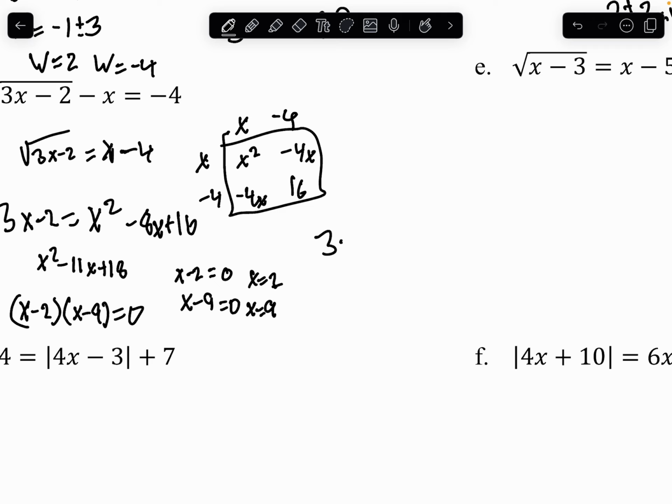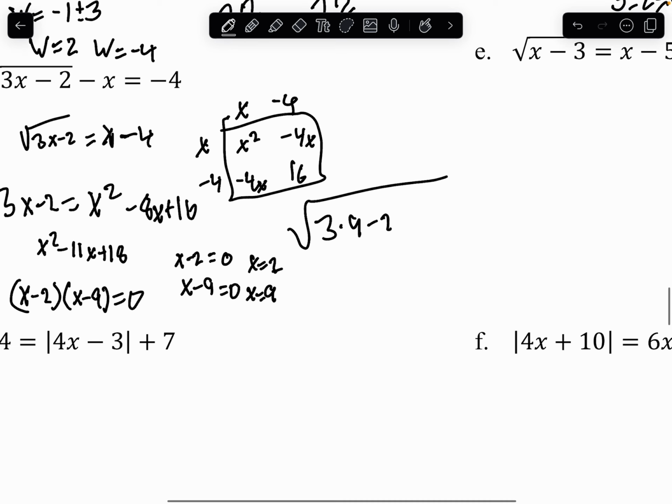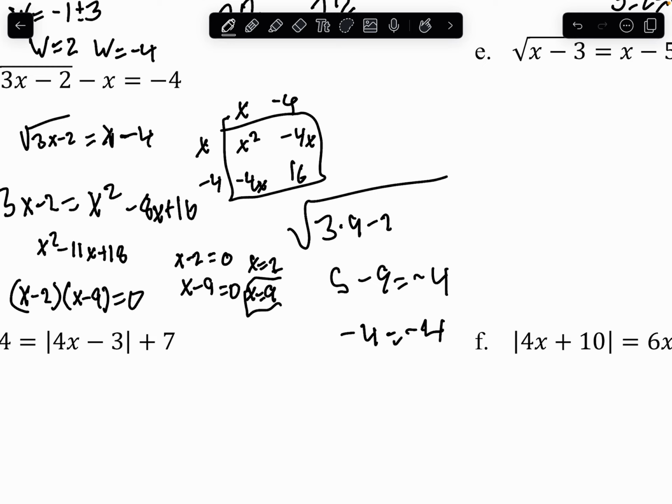So square root of 3 times 9 minus 2. 3 times 9 is 27 minus 2, 25. Square root of 25 is 5. And do 5 minus 9 equals negative 4. 5 minus 9 is negative 4. So negative 4 equals negative 4. So our correct answer is x equals 9 for this problem.